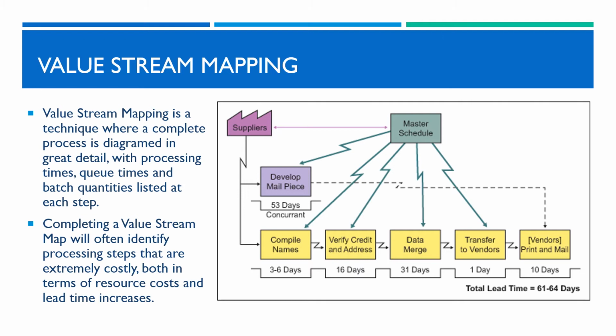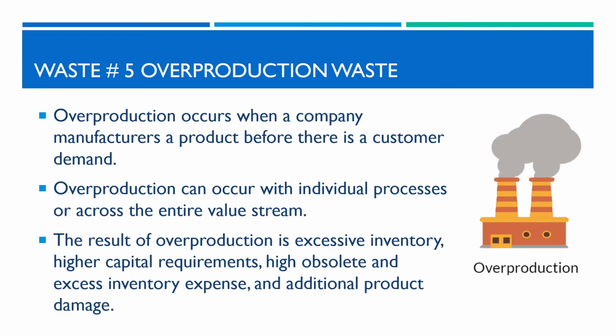Overproduction occurs when a company manufactures a product before there is a customer demand. Overproduction can occur with individual processes or across the entire value stream. The result of overproduction is excessive inventory, higher capital requirements, high obsolete and excess inventory expense, and additional product damage.